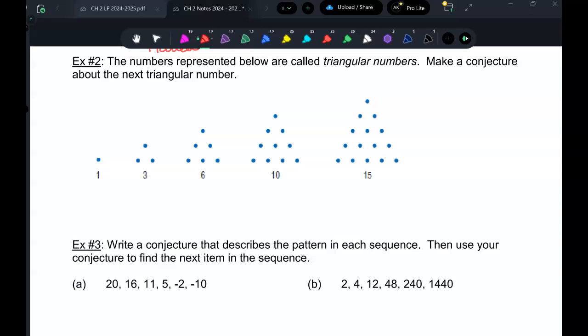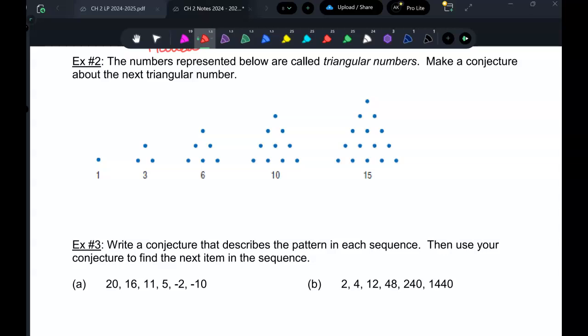Okay, now we're going to look at specifically a geometry/numerical example here. These are called triangular numbers because if you look at each set of dots, right, they make into a triangle. And basically, if we add one row, we should see a pattern. So the first one only has 1 dot, 3 dots, 6, 10, 15, 21. Okay, so how are we getting 21, Zoe?